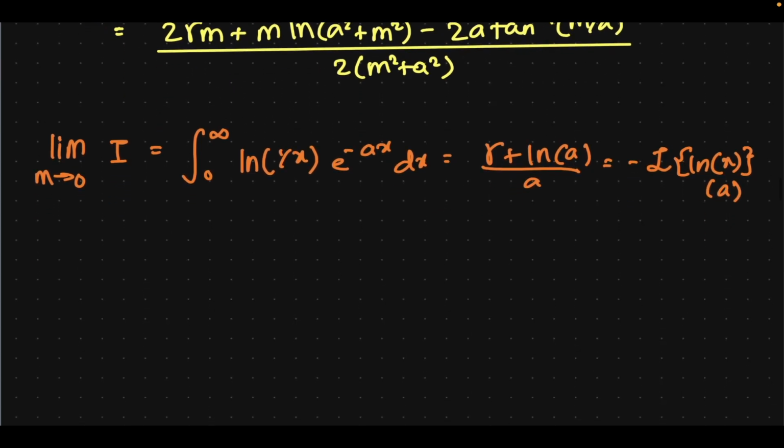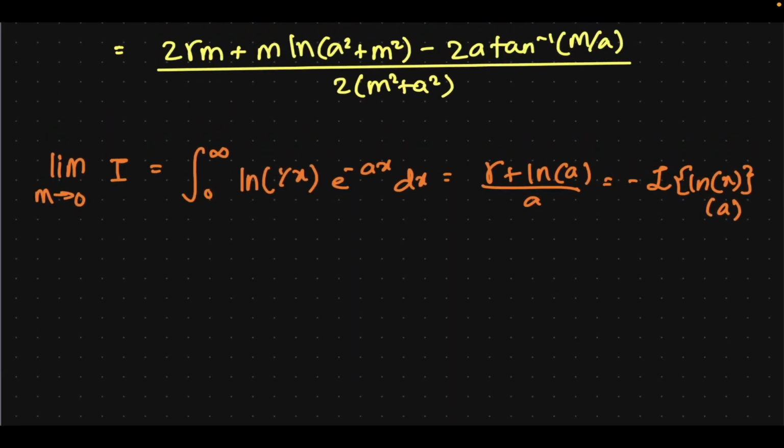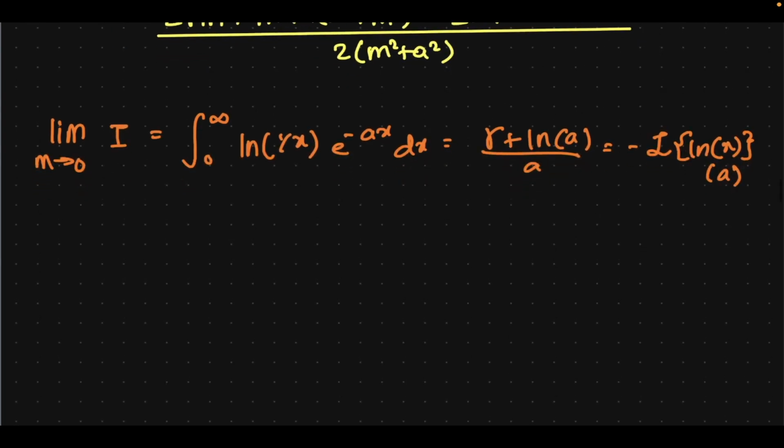And this perfectly makes sense. I mean, it's in the right form. Instead of an st, instead of a t, we have an x. Instead of an s, we have an a. That's it.